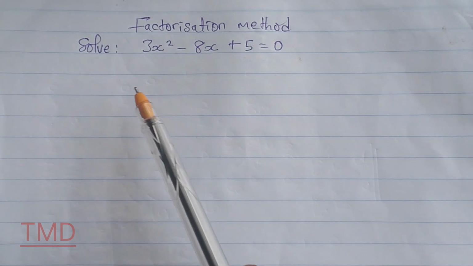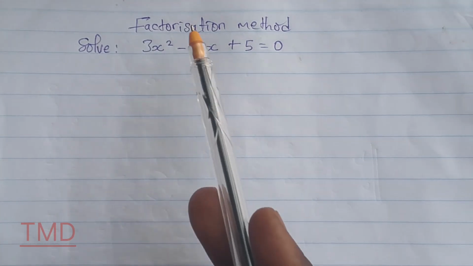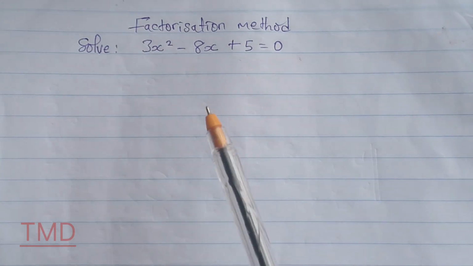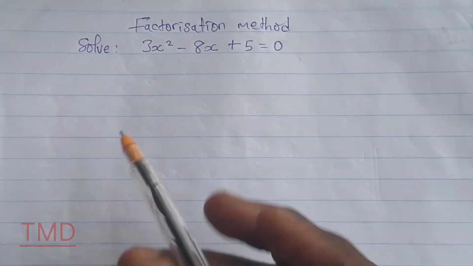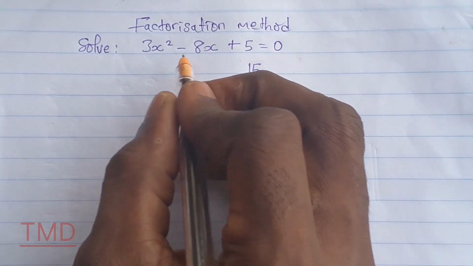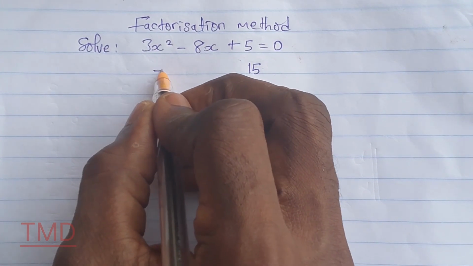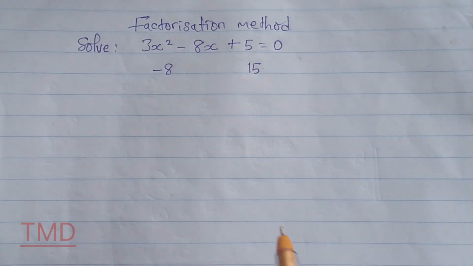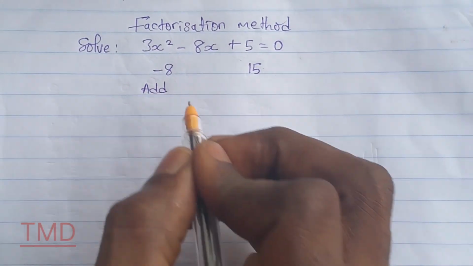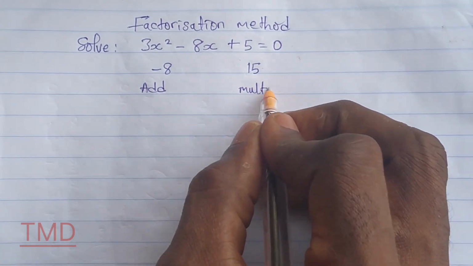So if you have a situation whereby the coefficient of x squared is not 1, all you have to do is multiply the coefficient of x squared with the constant. So 3 times 5 would give us 15. We are looking at 15, and we are also looking at minus 8, which is the coefficient of x. Now we are looking for two factors that we would add to give us minus 8, and multiply to give us 15.